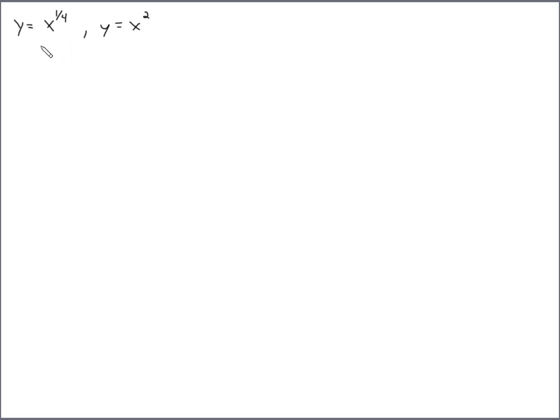Taking example 2, we're supposed to find the area between these two curves. In this case, we're not given any kind of interval, so we have to figure out what the intersection points are. We can do that by setting the two functions equal to each other. So we get x to the 1/4 equals x squared. To get rid of that 1/4 power, we can raise both sides to the fourth power.